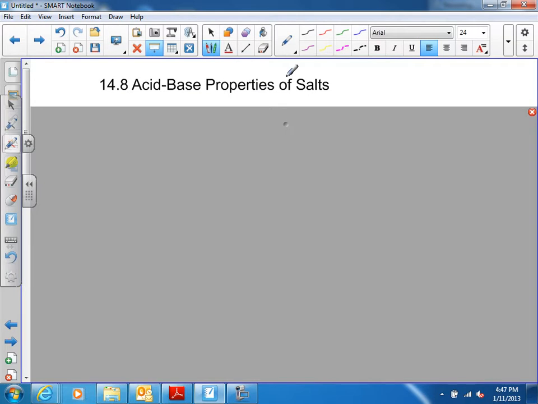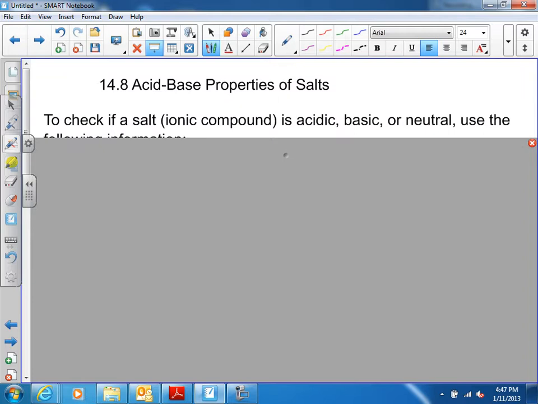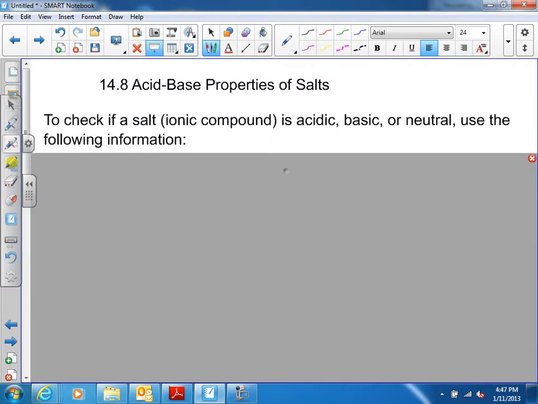The next thing we're going to do is acid-base properties of salts. I've actually alluded to this concept. We've learned that strong acids, their conjugate bases are neutral. They're even weaker than water. Water is neutral. So the conjugate of a strong acid is a neutral base. So it's not acidic at all. And the conjugate of a weak acid is a weak base.